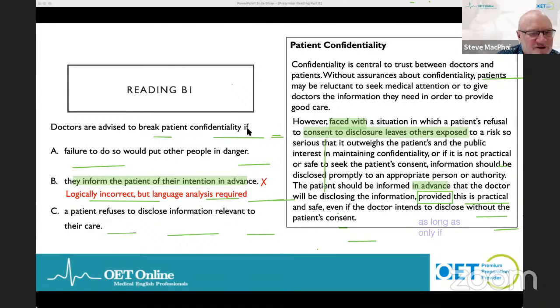We don't break confidentiality if a patient refuses to disclose information. No, we don't do that. It's when we're faced with that situation and there's a danger to other people that we disclose it. So yes, it doesn't make sense. It doesn't match that sentence. So the answer is A, isn't it, everyone? Well done.